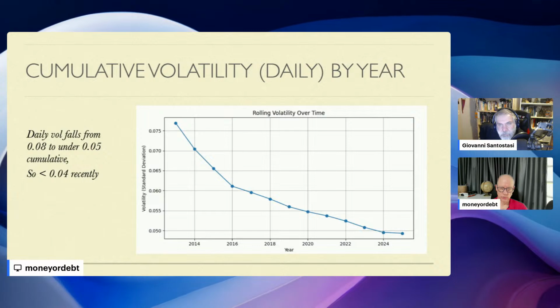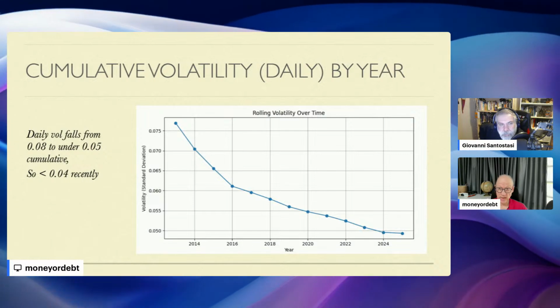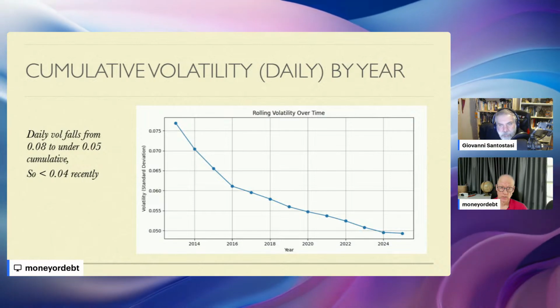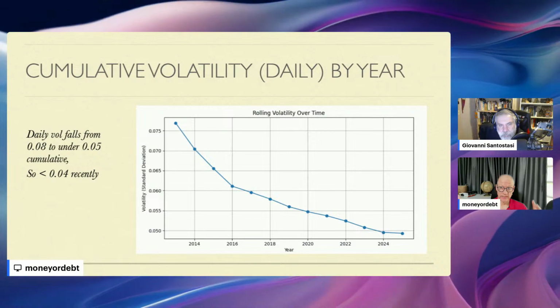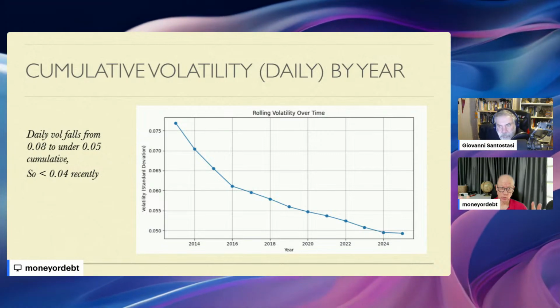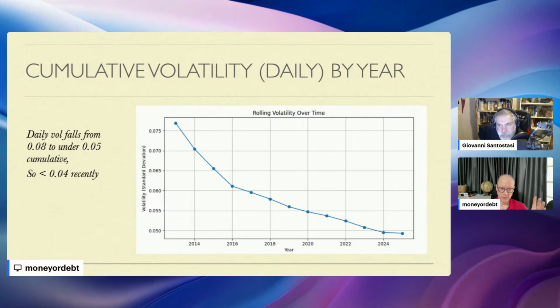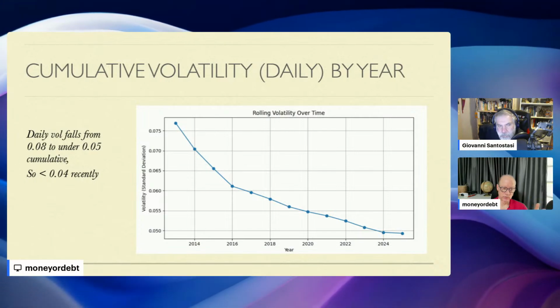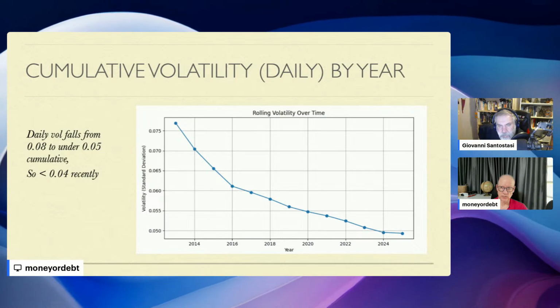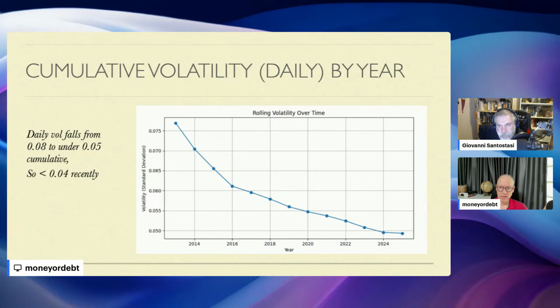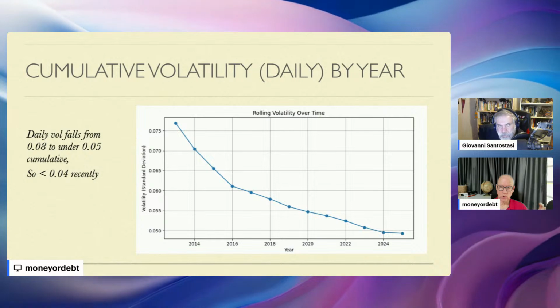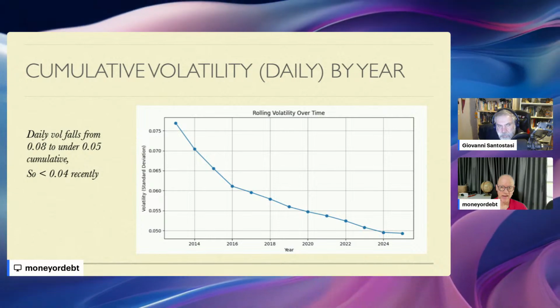Okay, let's move on to comparison to the S&P 500. And first, we need to note that Bitcoin's volatility has come down drastically. Now, this is the rolling volatility. So this is all volatility up into the year 2014, and then up until 2016, and then up until the present. So the cumulative volatility has fallen from 0.08 to under 0.05.